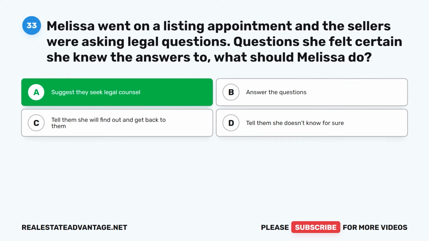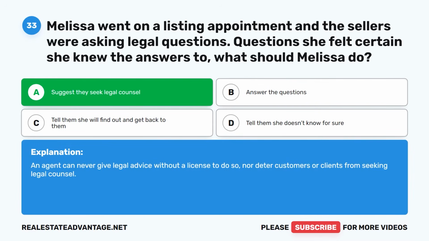Suggest they seek legal counsel. An agent can never give legal advice without a license to do so, nor deter customers or clients from seeking legal counsel.